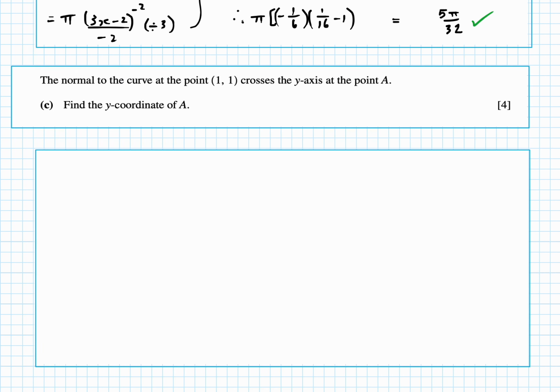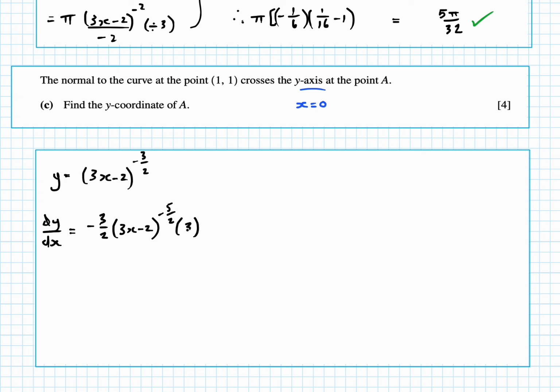Okay. The normal to the curve at the point x and y are 1, 1. It crosses the y-axis, so x is equal to 0 at the point A, and find the y-coordinate of A. Okay, normal tells us that we'll find the perpendicular gradient. So negative reciprocal, we call it, those kind of things.